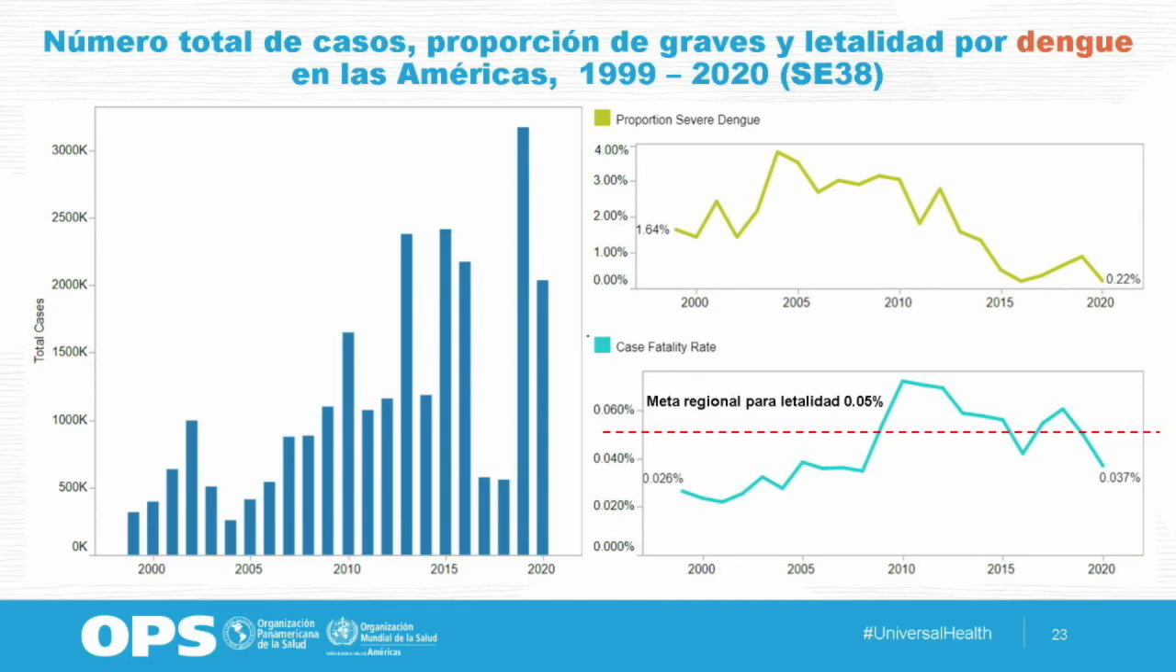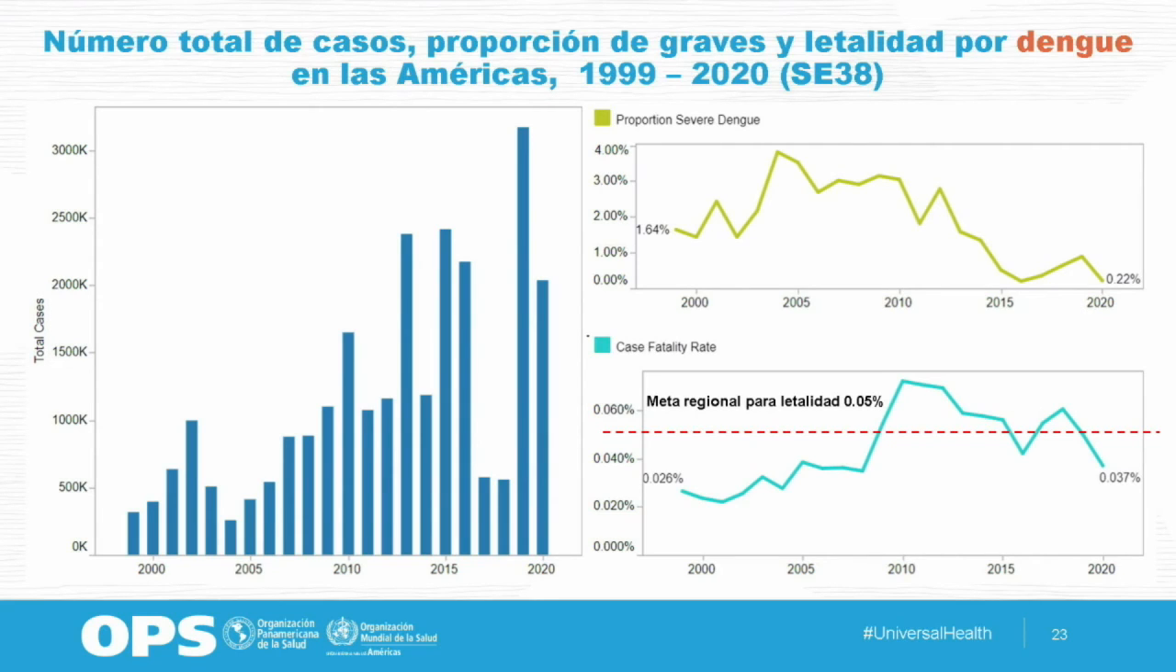And this is something that we also see in the lower panel, which shows the lethality or fatality rates. There was a trend until 2010 towards the rise, but since 2010, we are seeing a trend towards the drop in fatality rates.